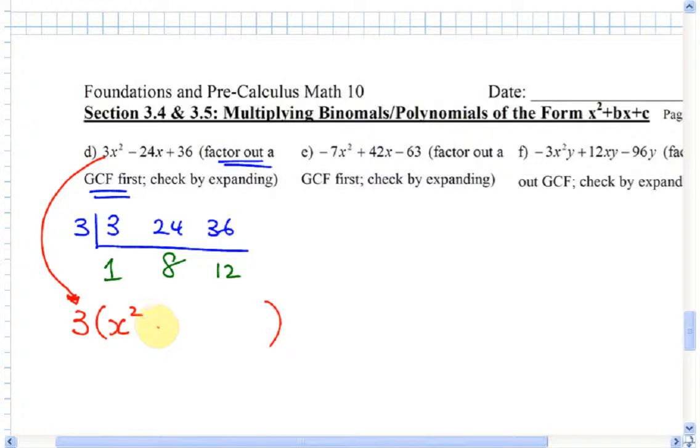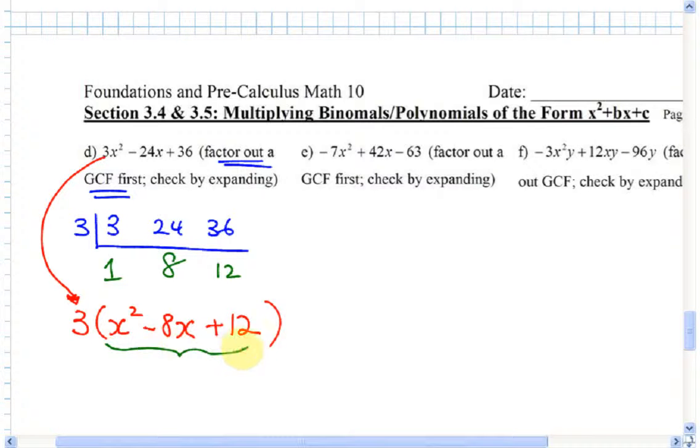8. Positive or negative? Negative. Good. -8. I had positive 36. I'm dividing by 3. What's left over? Positive 12. Excellent. And if you think you're done, sorry, you're not. You've got a little bit more to do.